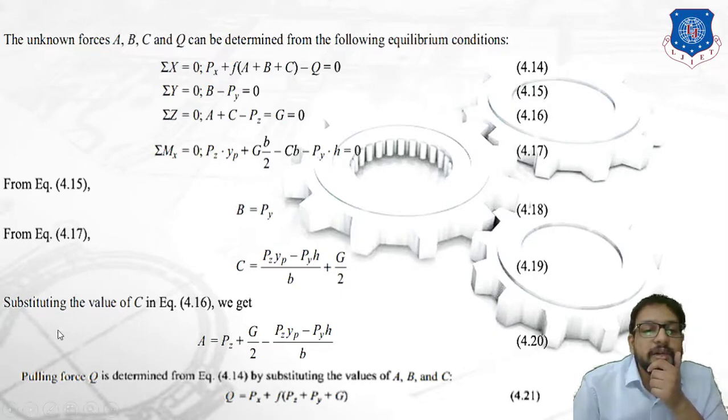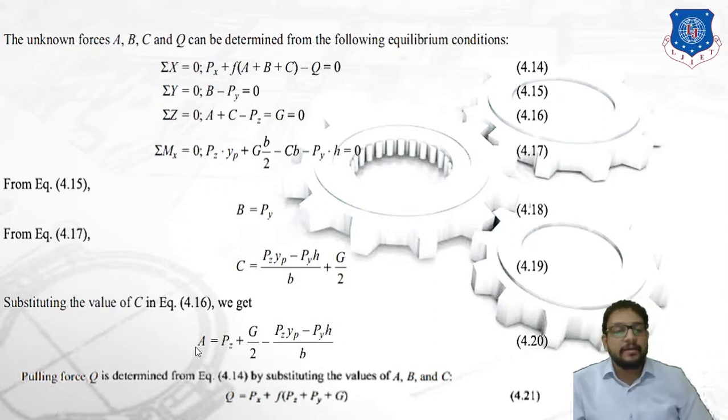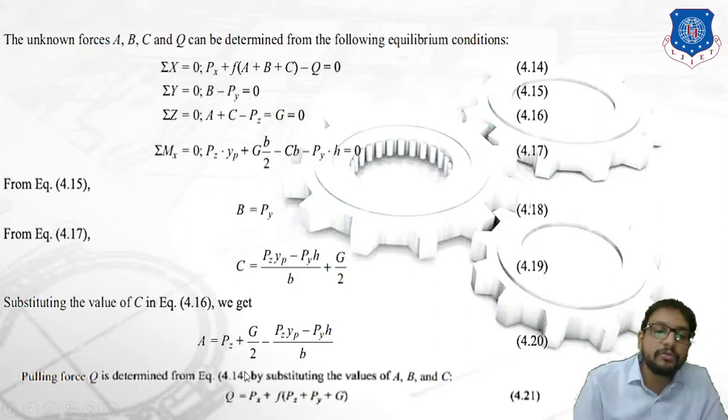Now next we need to substitute the value of C in our equation 4.16. So what are we going to get? We are going to get the value of A, that is the normal force A acting on the slide base. So A is equal to Pz plus G by 2 minus Pz into Yp minus Py into H upon B. Now let's say this is our equation 4.20.